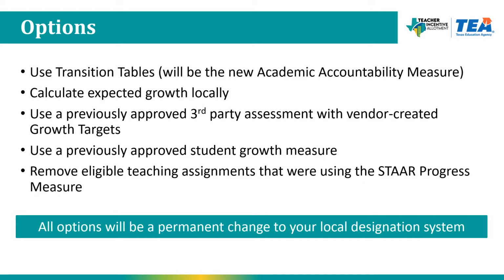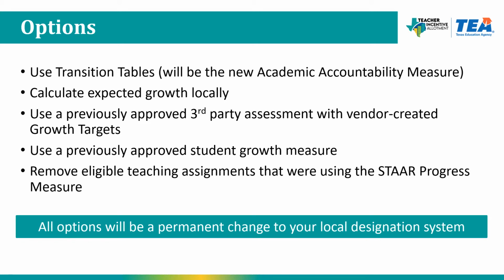Another option is you could say, well, for all of our teachers who were previously measured with STAAR Progress Measure, we want to just calculate growth locally, and we'll talk about what your options are for that. Another option, the third one, is districts could use a previously approved assessment that you're already using. So for instance, if you've been previously approved to use Renaissance Star, iStation, or NWEA MAP, any of these tests, you could say, okay, we're just going to use that instead of STAAR for these teaching groups, which would replace the STAAR Progress Measure.